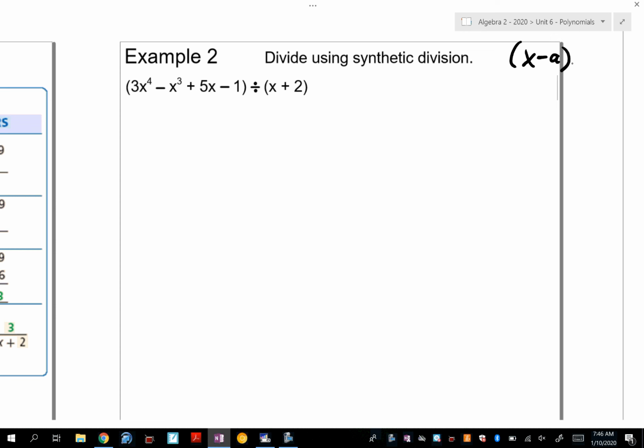Look at the divisor. Do you see how it says x plus 2? What's the opposite of a positive 2? Negative. So in the corner, I'm going to put negative 2. Next to this, I'm going to put the coefficients from the dividend. Let's count those out: 3, negative 1. What's next? 0. There's no x squared, so we have to put a 0. After the 0, 5, and then finally negative 1. So I'm going to write those down.